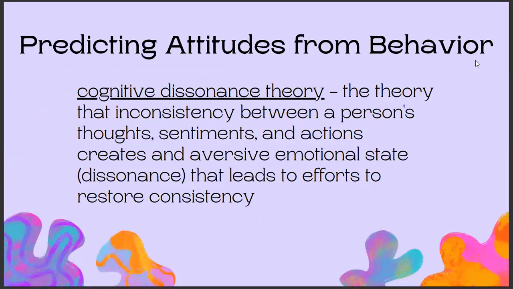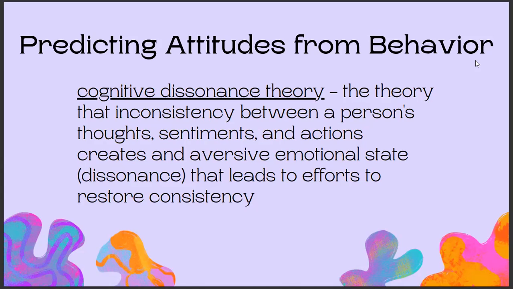Okay, so that was predicting behavior from attitudes. Can we predict attitudes from behavior? I'm sure you have heard of this theory, but maybe didn't know what it was, or maybe you did. This is one of the most well-known theories in the realm of not just social psychology, but psychology in general. And this is the cognitive dissonance theory. And now that you know about this, if you didn't previously, you're gonna see and hear it all the time.